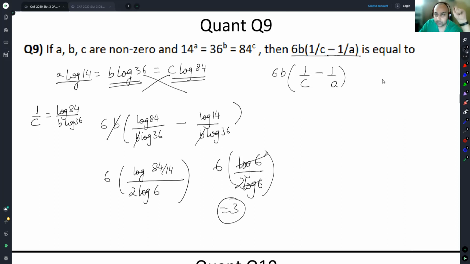Basically, I was trying to get C in terms of B, A in terms of B, ताकि B cancel हो जाए. I want to cancel the B from here. So I got C in terms of B. Similarly, using these two expressions, I got A in terms of B. वो भी डाल दिया. B cancel हो गया. Now I'm only left with a number.